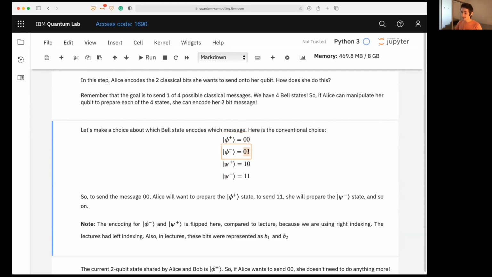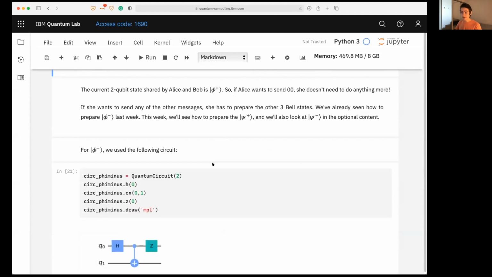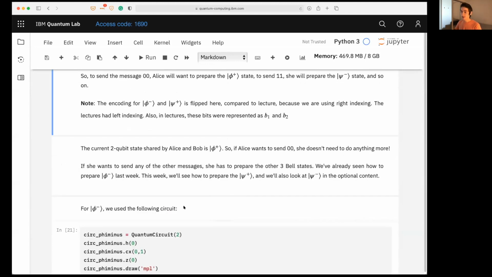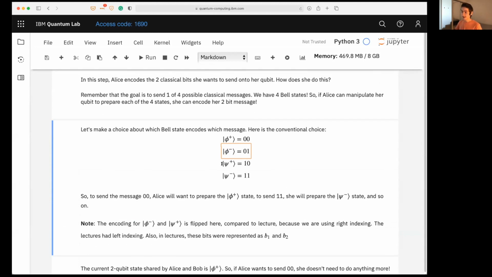If she wants to send 01, well, what we just saw is that she can apply a Z gate to her qubit even after the C naught gate, and they will end up with phi minus shared between them. So the final step here is to look at how Alice would transform their shared state into psi plus or psi minus.